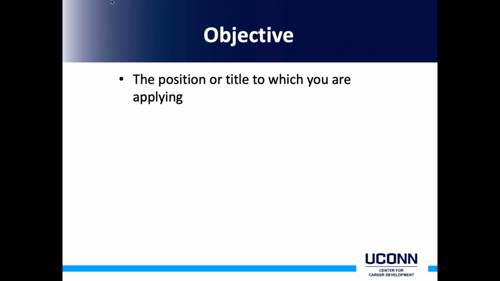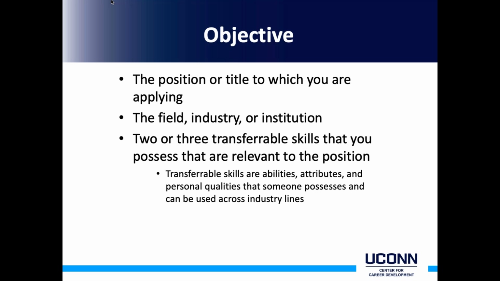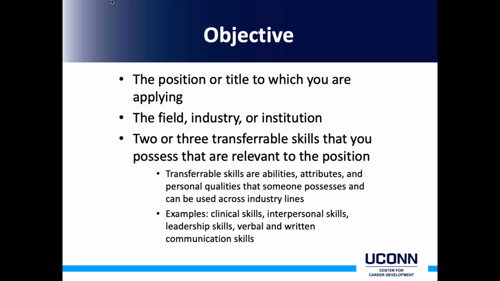All right, so here's the objective statement. We already talked a little bit about that, but it usually includes the position or the title to which you're applying, and then the field, industry, or institution, and then 2 or 3 transferable skills that you possess that are relevant to the position. So in the example that we looked at, it was critical thinking skills, things like that. Some examples are clinical skills, interpersonal skills, leadership skills, verbal skills, things like that.